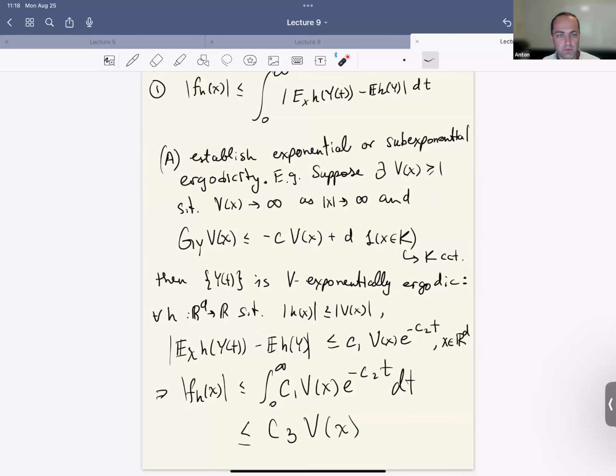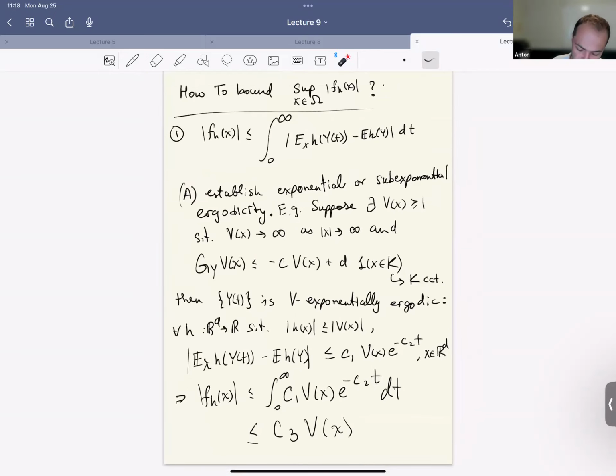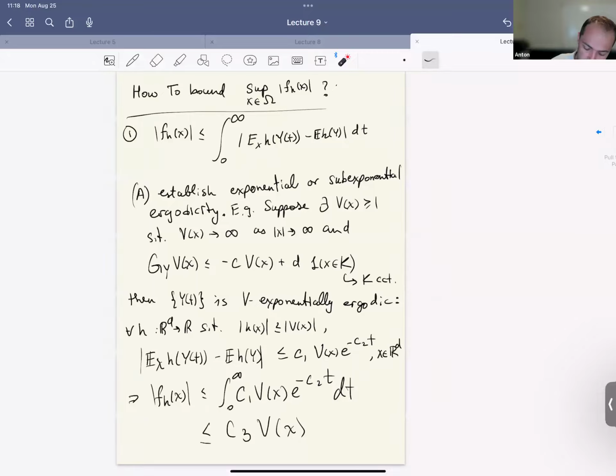Why is approach A a good idea? Because in queuing, this is like the bread and butter sometimes. If we want to establish stability or we want to establish exponential ergodicity, these Lyapunov functions are sought after in the literature, right? So there's a close connection to what queuing theorists do anyway, and how that would help give you gradient bounds on the Poisson equation solution.